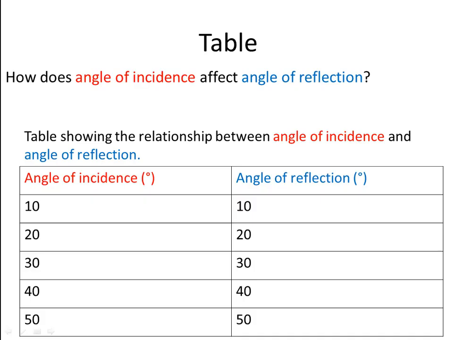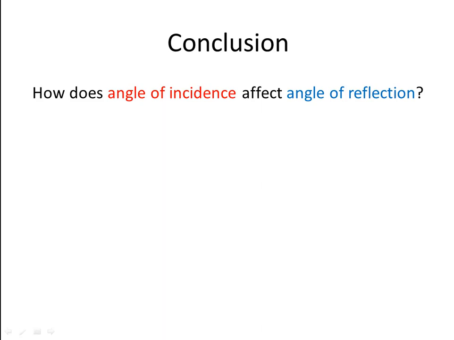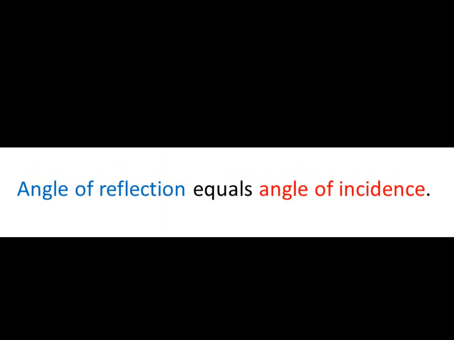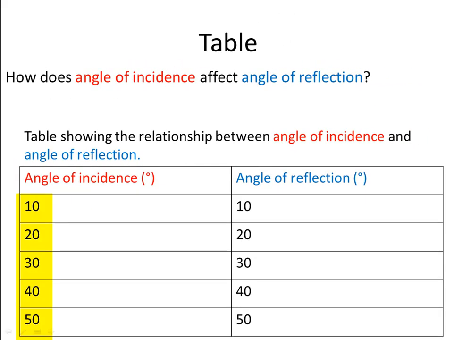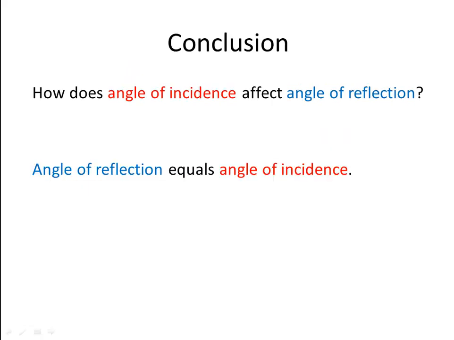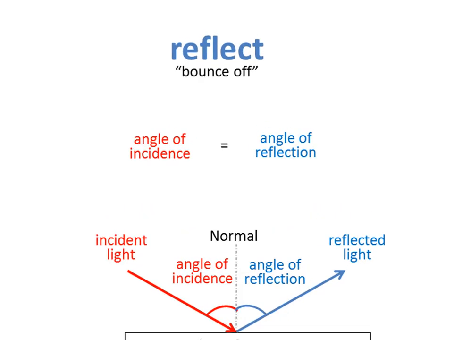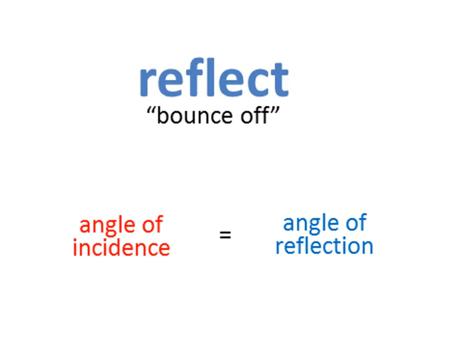So what do you see? How does angle of incidence affect angle of reflection? Angle of reflection equals angle of incidence. Whatever the angle of incidence is, the angle of reflection will be that same number. And that is called the law of reflection. Always, the angle of incidence equals the angle of reflection.